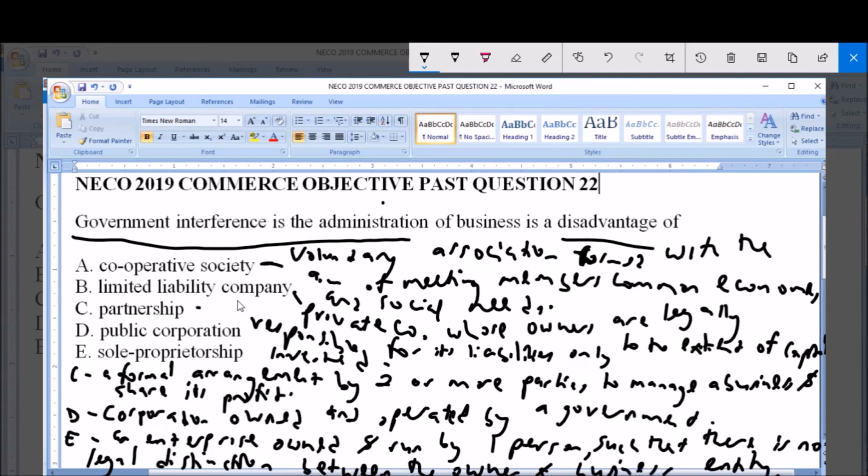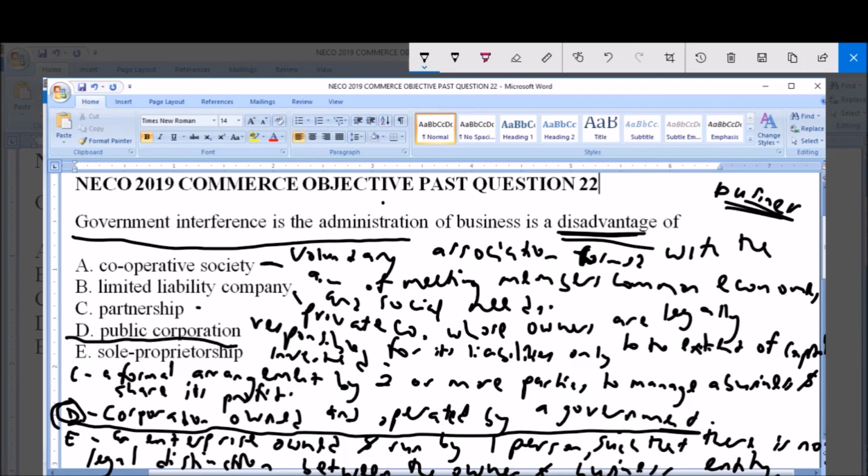So from the descriptions we have given, we see that the one that has to do with government involvement is option D, which is public corporation. And in public corporations, irrespective of the fact that the corporation is set up mainly for business or making of profits, you find out that government would often interfere in the operation of the business, and that is usually seen as a disadvantage of that form of business. So the correct answer to this question is D, public corporation.